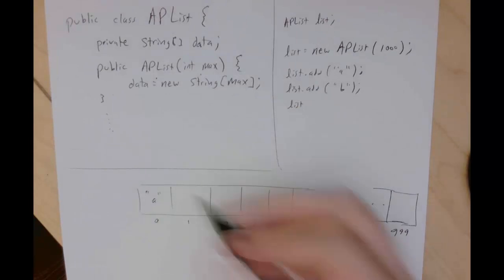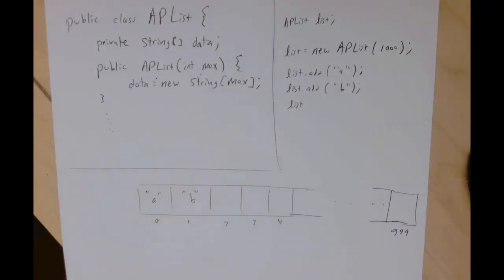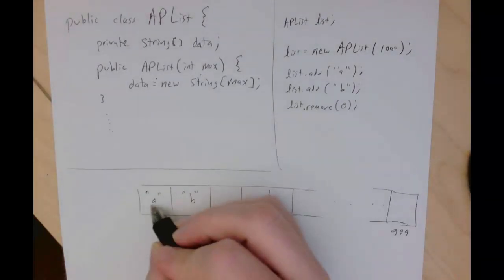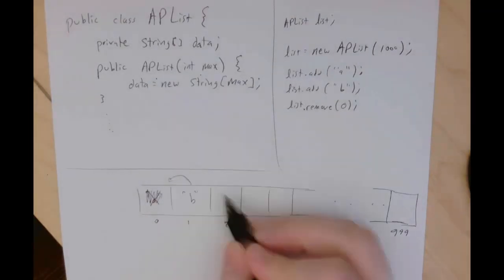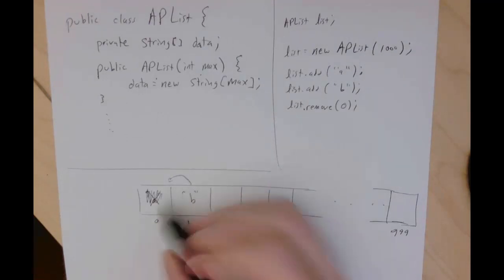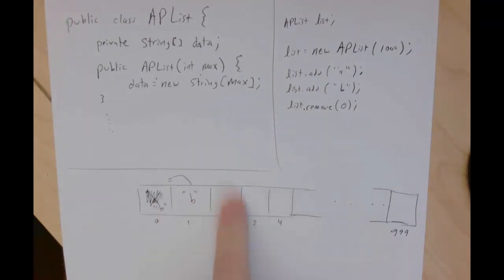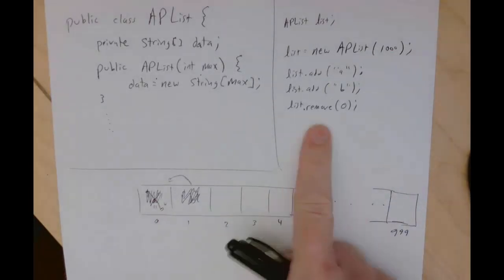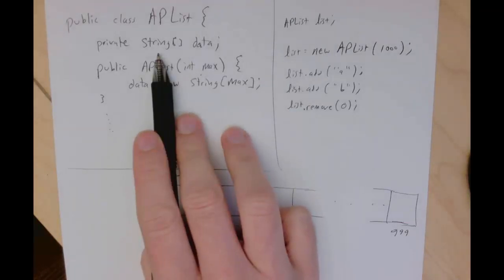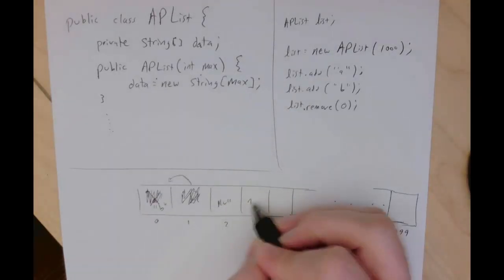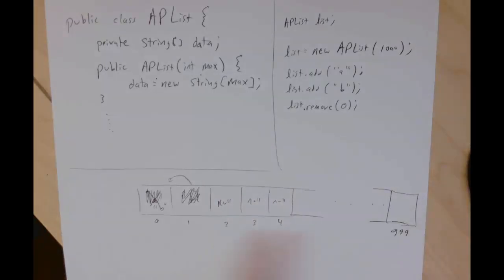If I say list.add b, it's going to put the b here. But then, if I say list.remove 0, that's going to remove the thing in index 0, and then everything else is going to get copied down. So b is going to get copied here. Whatever was here is going to get copied over top of b, and so on to the end of the list. So after we remove, we've got just b in index 0, and then nothing else in the rest of the indices. In case you didn't know, when you first create your array, it's full of the value null. So that's what's in the rest of these.